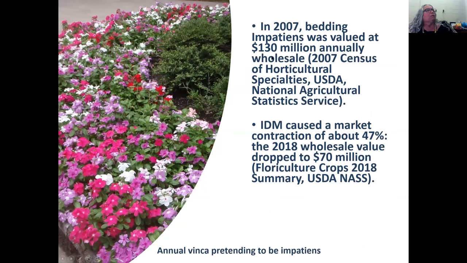So this plant went from being valued at $130 million annually in 2007 to $70 million, a 47% decrease because of this disease. And you probably remember this. You probably remember people not growing impatiens anymore and putting in this look-alike vinca instead. And you might have seen little notices in your favorite nursery warning you about impatiens downy mildew.